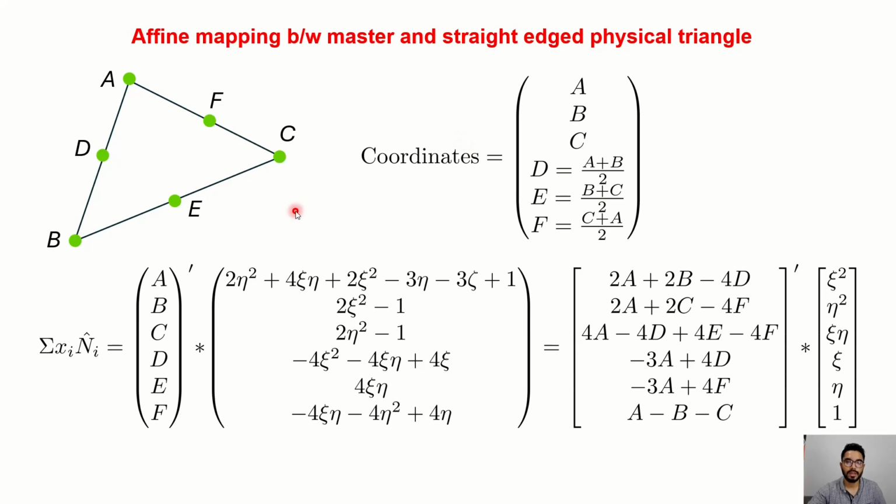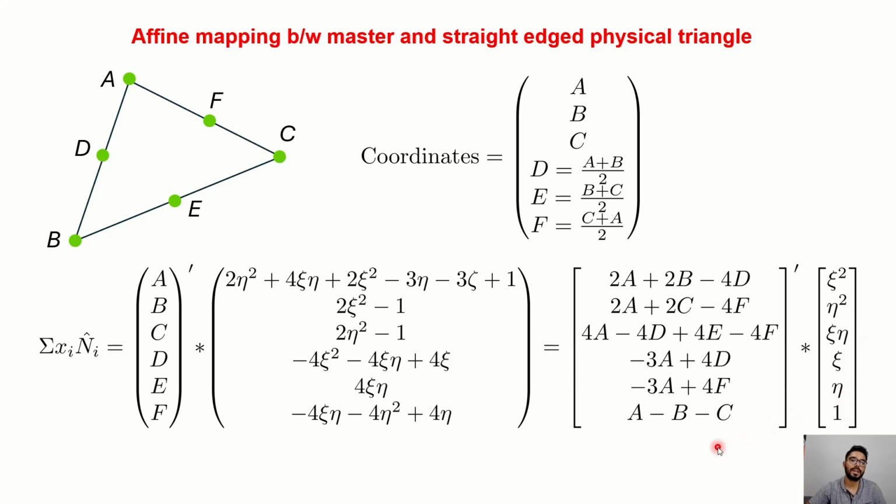Now we go to the mapping. Mapping is just x equals the transpose of the coordinates multiplied by the shape functions N hat. Now we convert this problem into a vector containing a combination of the coefficients multiplied by these values xi square, eta square, xi eta, xi, eta and 1.